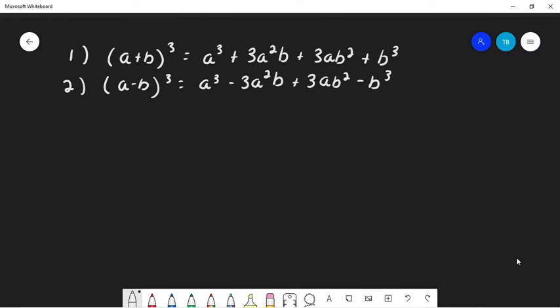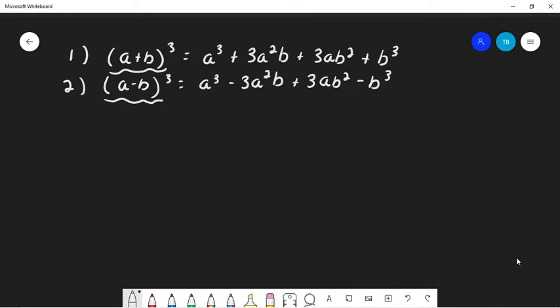Today we're going to look at a few more special cases of multiplying polynomials. Both cases that we're going to look at today involve cubing a binomial. Now, number one, we are adding the terms of the binomial, so that would be a plus b cubed. And in number two, we are subtracting the terms, so that would be a minus b cubed.